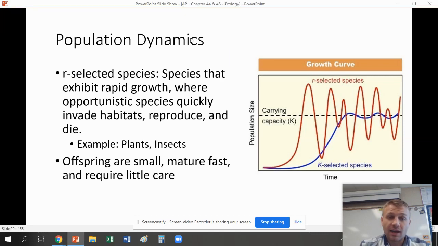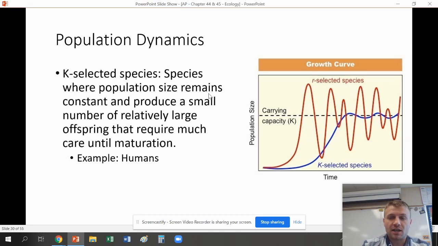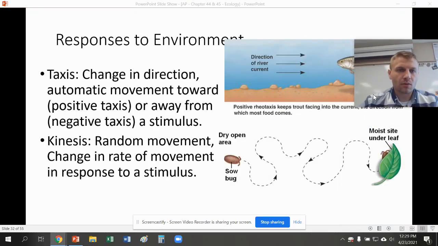And the K-selected species are populations that take a longer time to reach the carrying capacity. Humans are an example of this. It just takes us longer to reproduce. When you think of this, think of K for carrying capacity, which is not what it starts with, but think K-selected, carrying capacity. That will help.